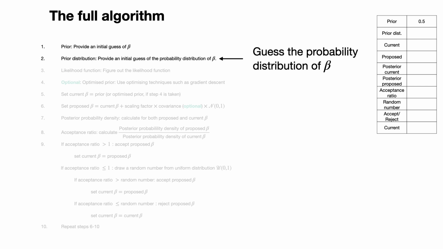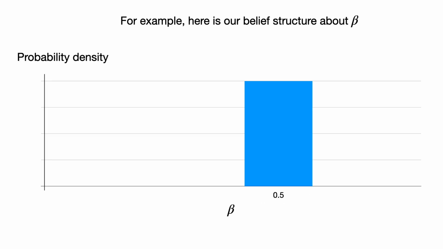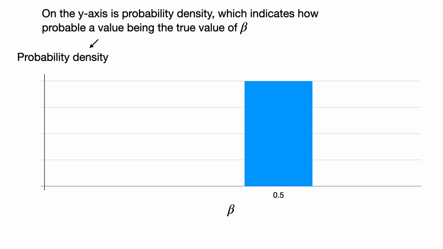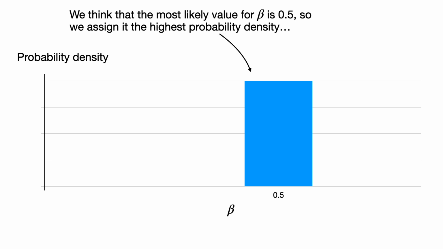The second thing is to guess the probability distribution of beta. What it means is that we have a belief about the uncertainty of beta, and we should make it explicit. For example, here is our belief structure about beta. On the y-axis is the probability density, which indicates how probable a value is being the true value of beta. On the x-axis are the various possible values of beta. We think that the most likely value for beta is 0.5, so we assign it the highest probability density.